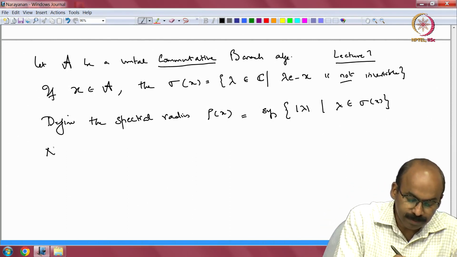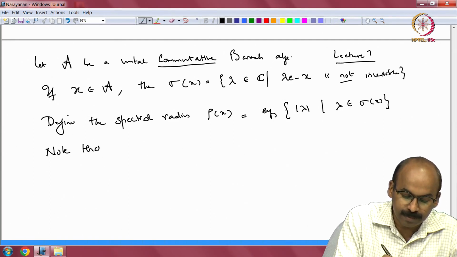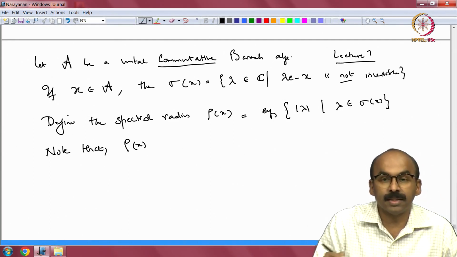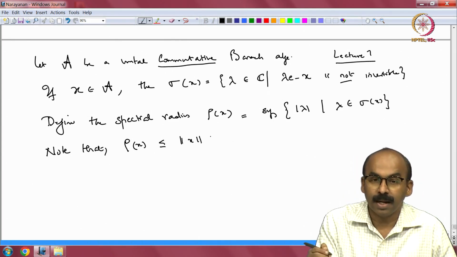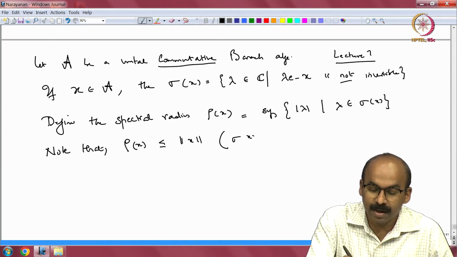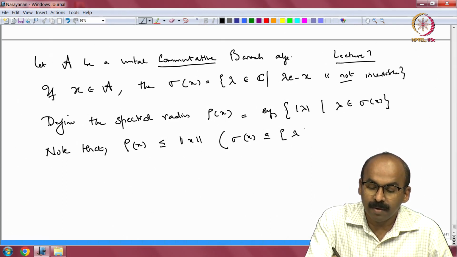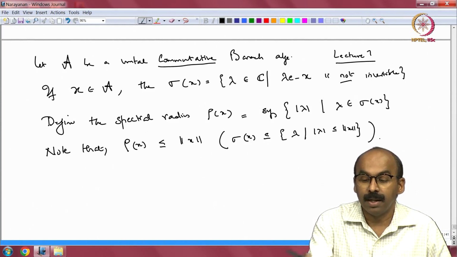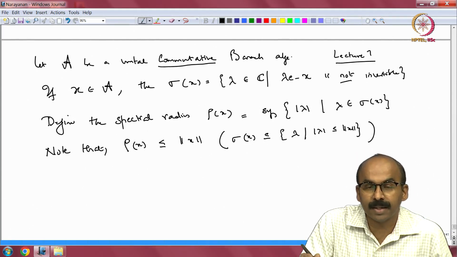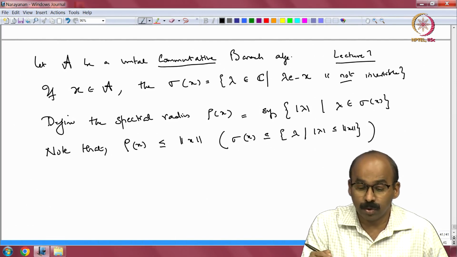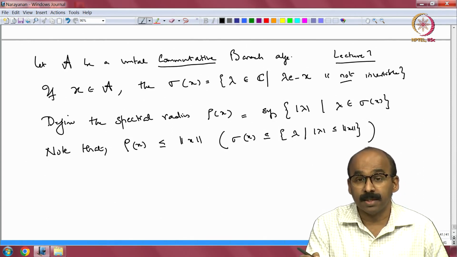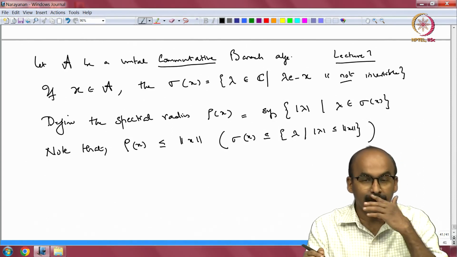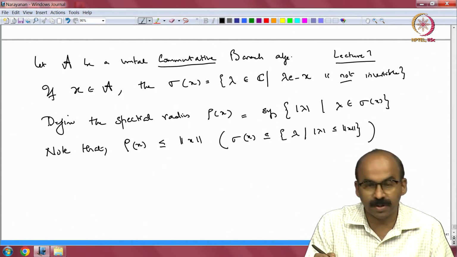Now, note that it immediately follows that rho of x, the spectral radius of x, is less than or equal to norm of x, right, because this whole spectrum is contained in the set of lambda with mod lambda less than or equal to norm x, right. For any lambda with mod lambda greater than norm x, we know that lambda e minus x is invertible, and so the spectrum is contained in this set, and so the spectral radius of an element is less than or equal to norm x. Okay. It can be strict inequality, we will see some of this later.